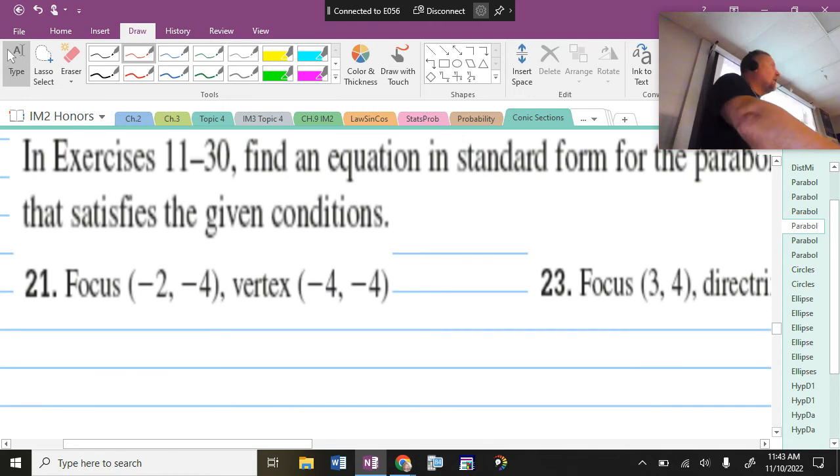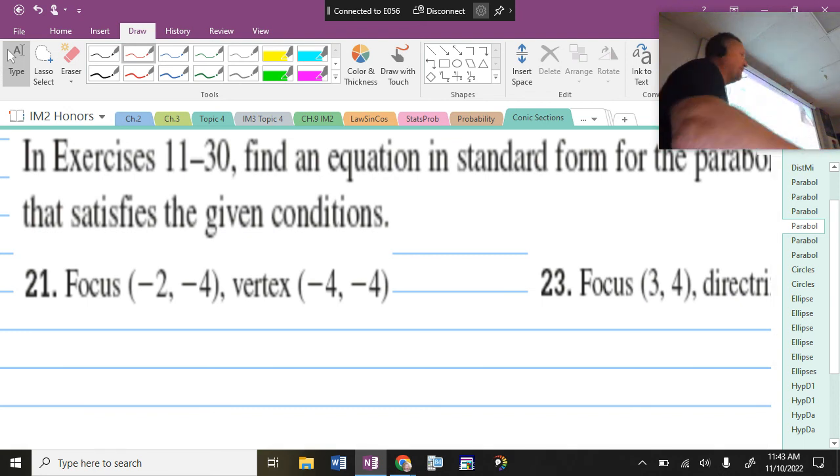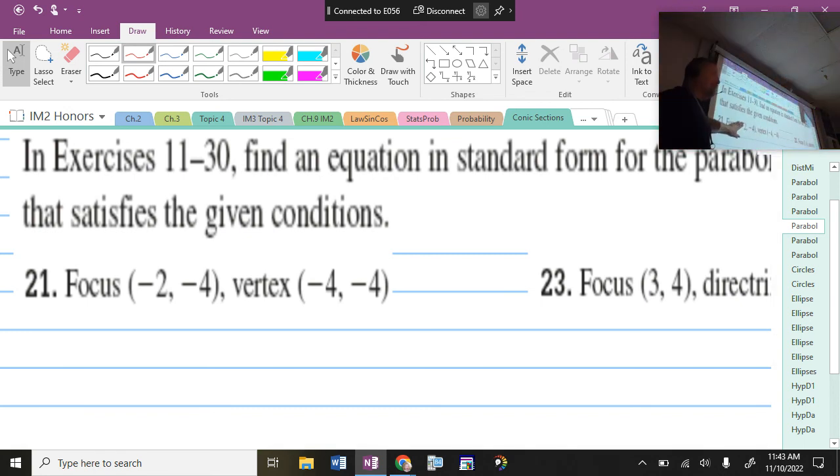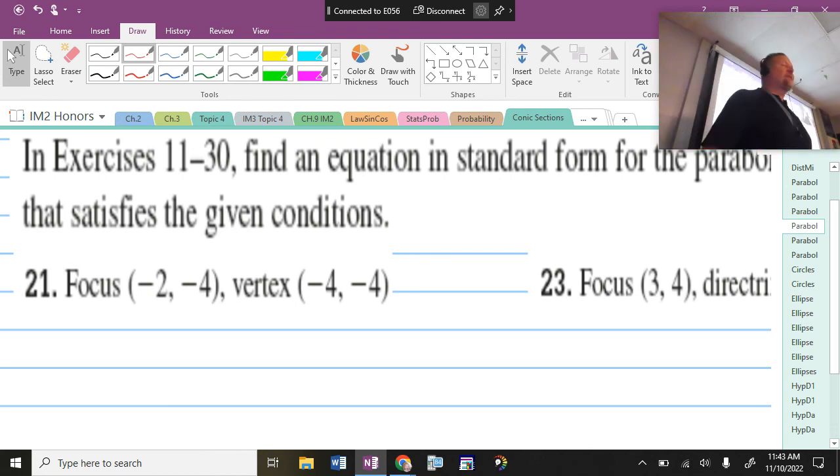You are a fool if you don't graph these in order to get these answers. So go ahead and make a picture real quick. A fool. What dictates everything?